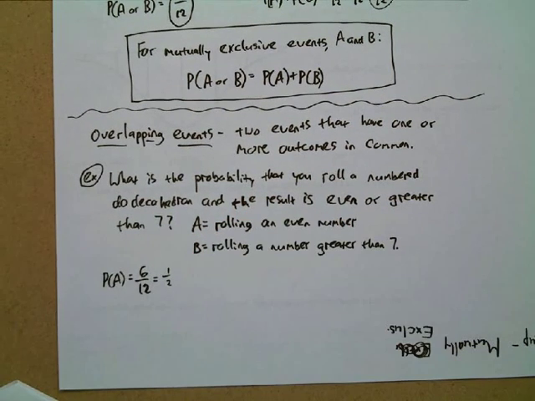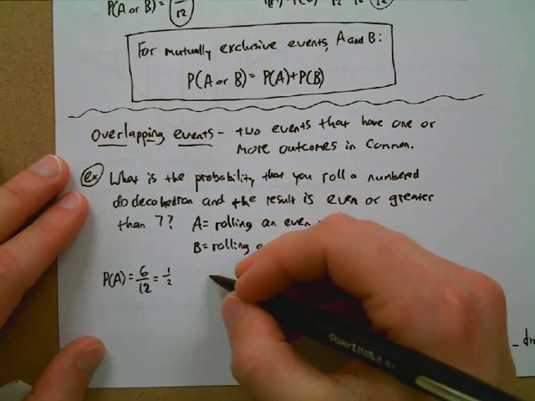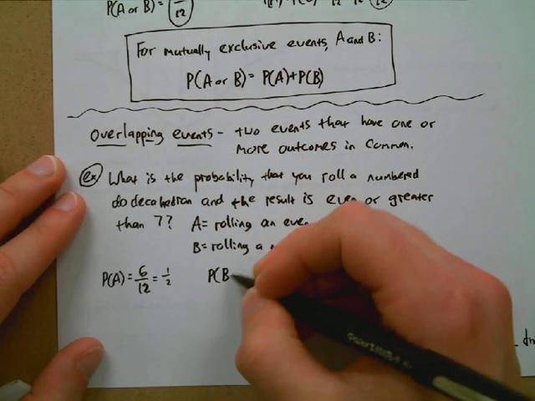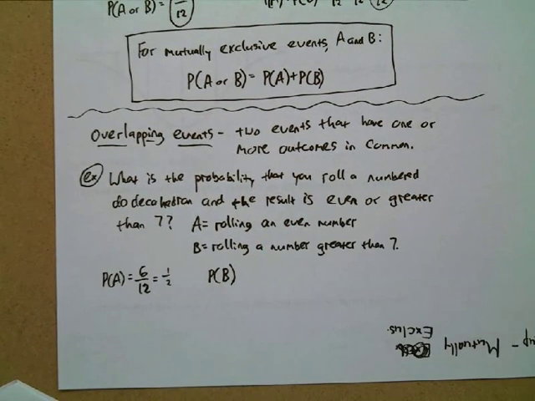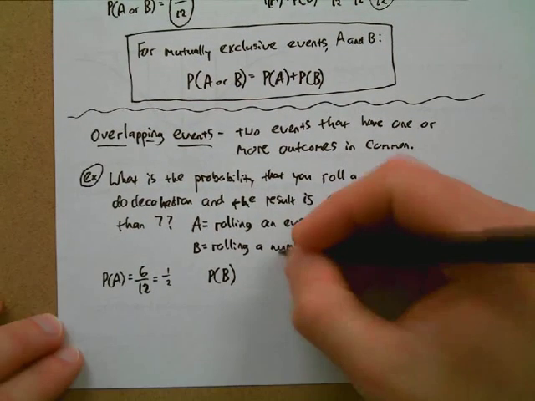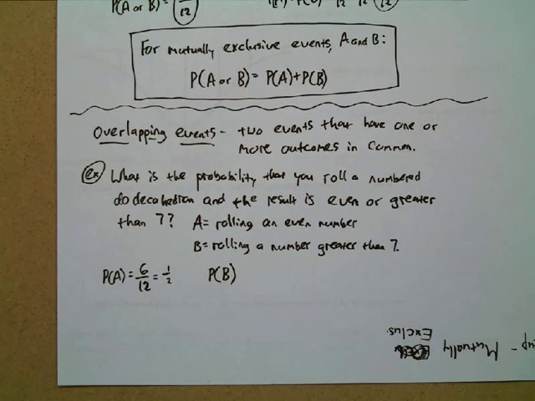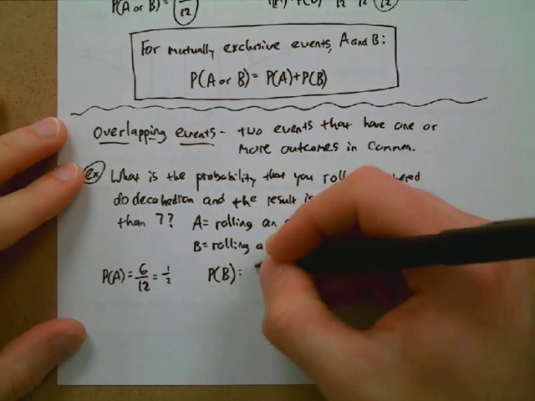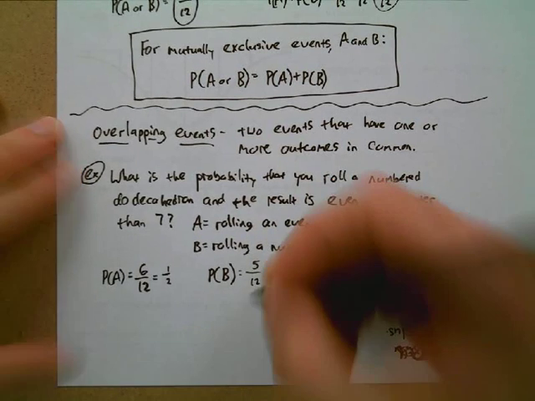Okay. What about the probability of B? In this case, how many numbers are greater than 7 on that die? So we've got 8, 9, 10, 11, 12. There's actually 5, right? 5.